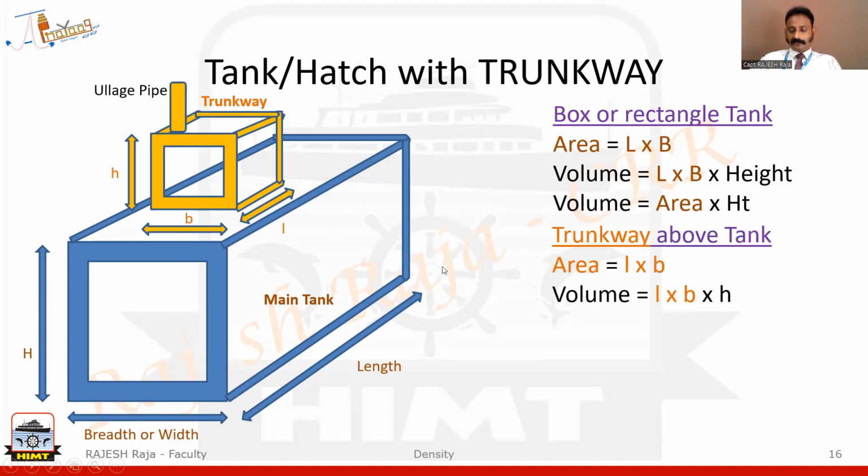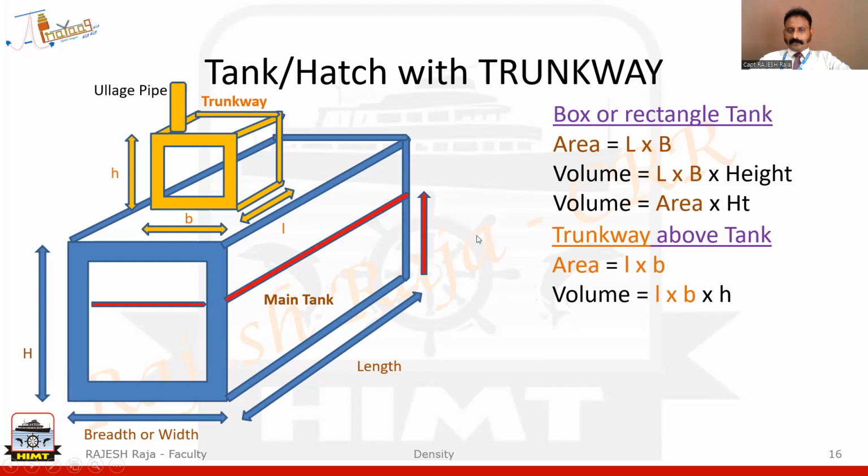Now let us look at the trunkway. Please remember the same length and breadth I marked with a smaller letter. It is not capitals, l into b and a small h. So you should agree volume of the empty trunkway is also l into b into h. Okay. Now let me give you two conditions. First, my cargo was partially filled only in the main tank. So how do I go about this question?